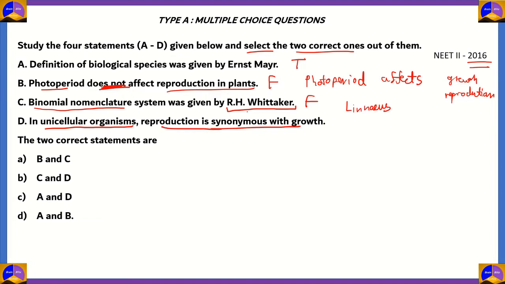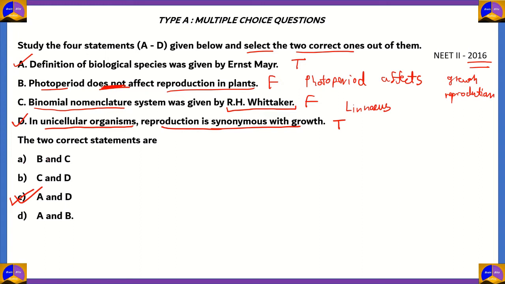So this is statement D, and this statement is true because in unicellular organisms, they grow by fission, and their reproduction also occurs through fission. So in unicellular organisms, if you undergo fission, you grow and you also reproduce at the same time. So therefore, statements A and D are the correct statements. So if you were to look at the following options, you can see that option C is the correct option.